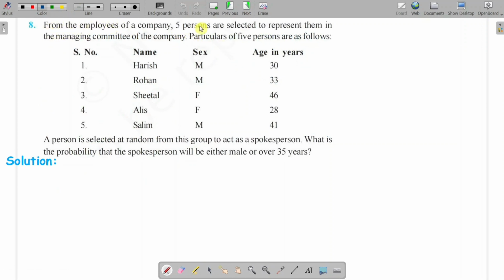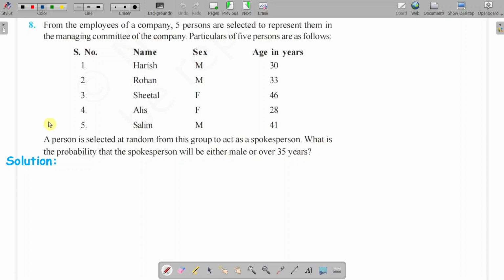From the employees of a company, 5 persons are selected to represent them in the managing committee of the company. Particulars of 5 persons are as follows: serial number. So there are 5 persons. Names are Harish, Rohan, Chital, Alice, Salim, and their sex or gender is given to us, and age in years is also given. So now a person is selected at random from this group to act as a spokesperson. What is the probability that the spokesperson will be either male or over 35 years?